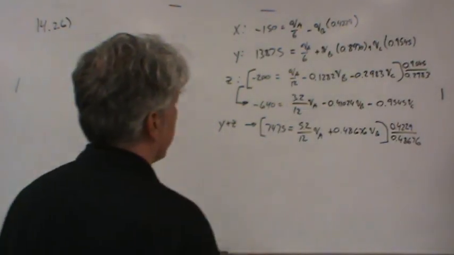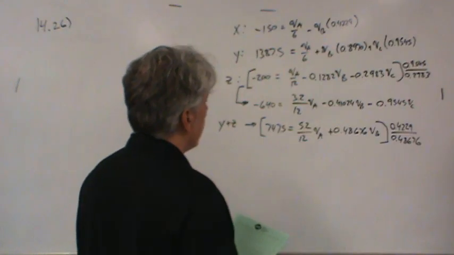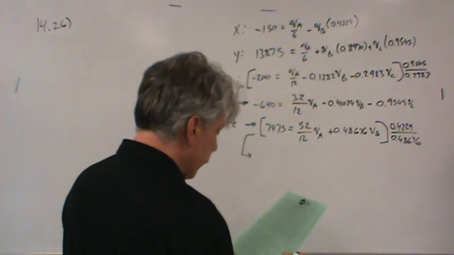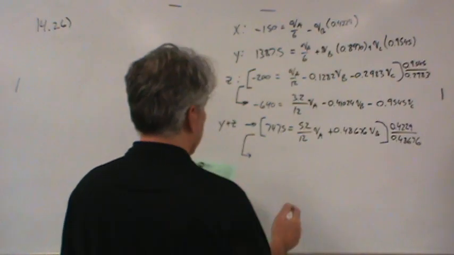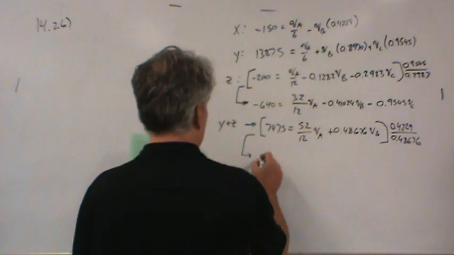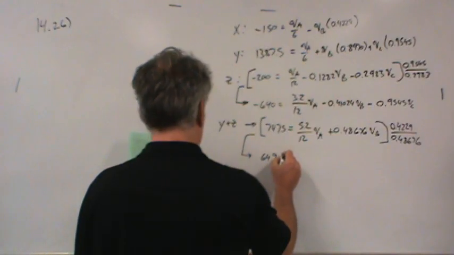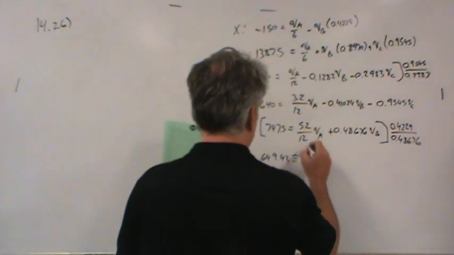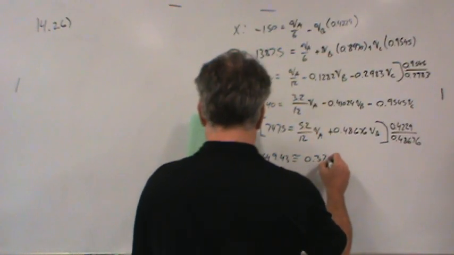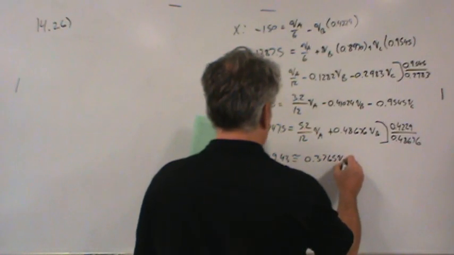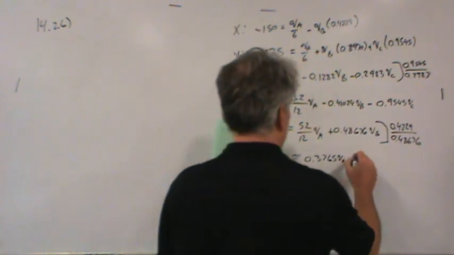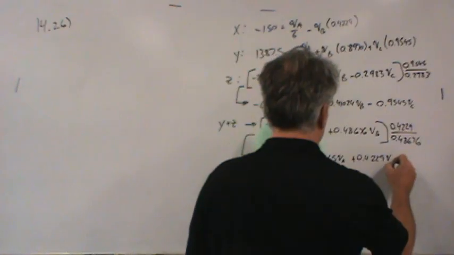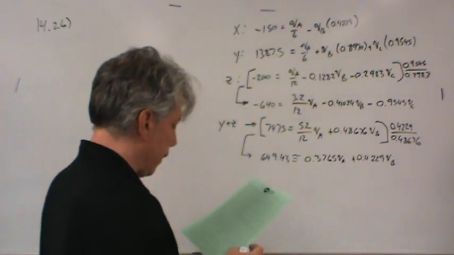Looks like we're still on the screen, so we're doing okay. So, what happens then when we multiply this out? We get 649.43 approximately. I went to decimals now instead of these fractions. 0.3765 VA and 0.4229 VB as planned, obviously.